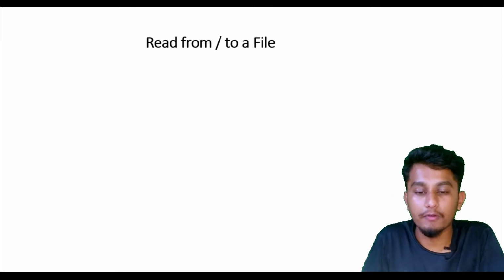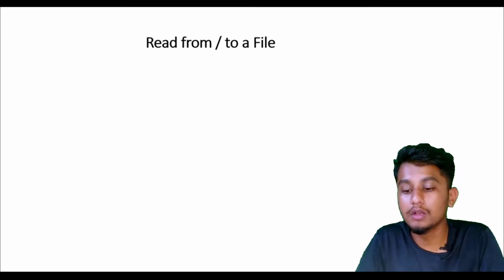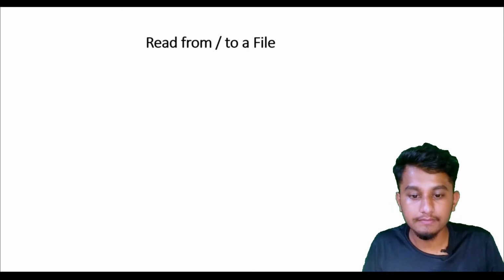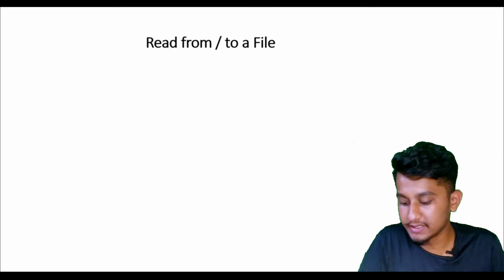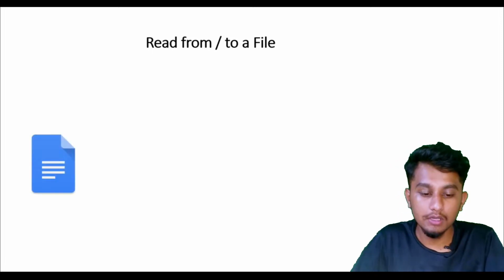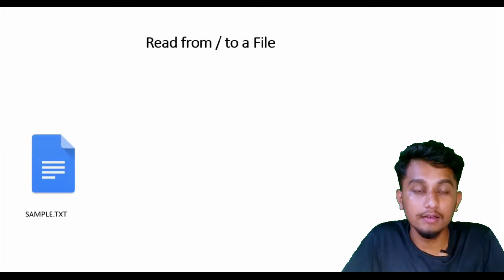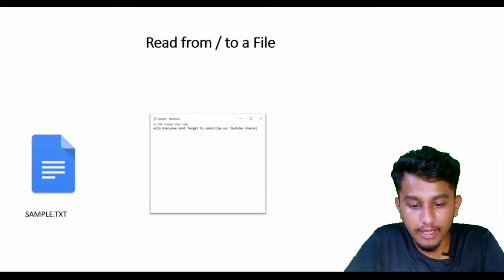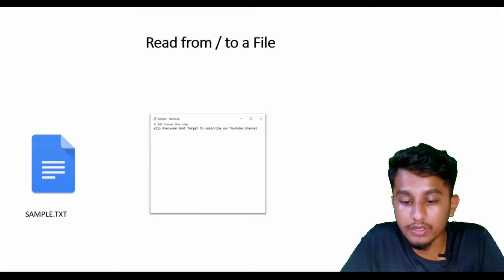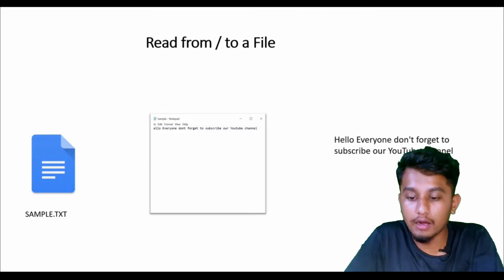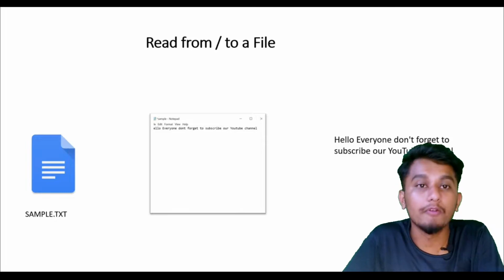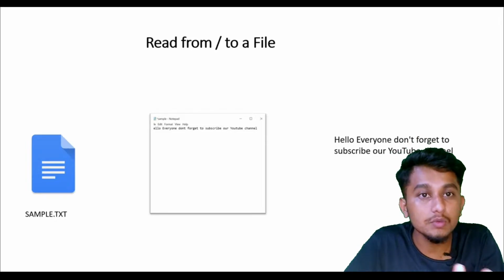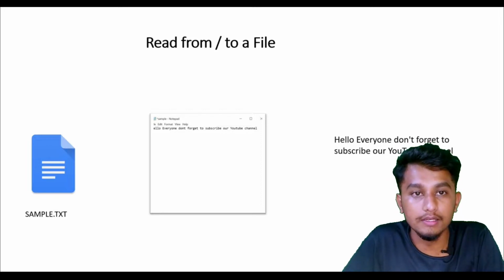Okay, so now let's get started. Now, reading from a file and writing to a file. We will have one file already created in our device, and then we will read the data from it. For example, there's a small file named sample.txt, where something is written like: hello everyone, don't forget to subscribe to our YouTube channel. So we will read that data from the file, or we will write this data to a file. These two programs we will mainly discuss today.